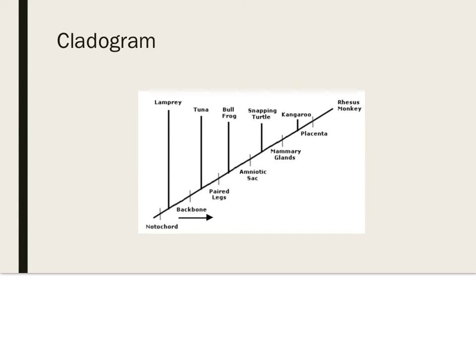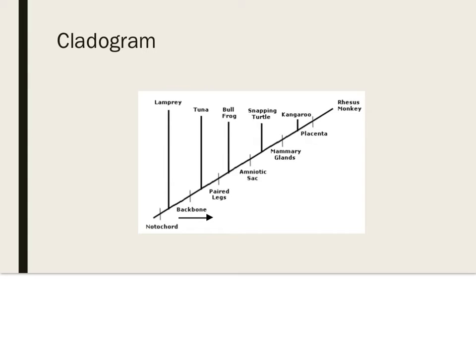All right. These can also show when certain traits appeared. Okay, and here's some traits right here. So the diagram shows that the trait of a backbone, right here, emerged before the appearance of the tuna fish. Okay, so therefore the tuna fish and all the following organisms in the diagram have a backbone.